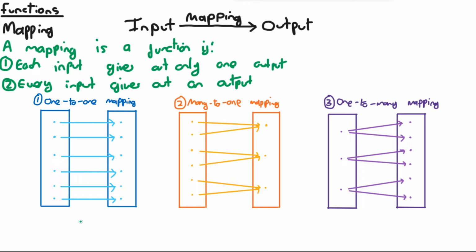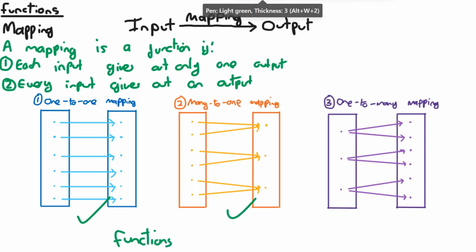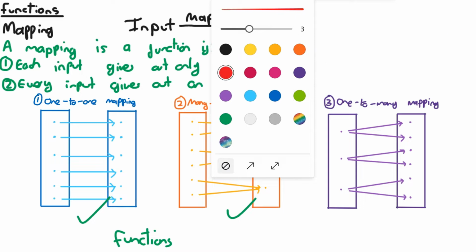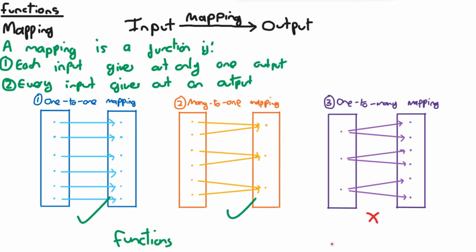So these 2 are functions, as each input gives out only one output, but this here, a one-to-many mapping, is not a function, as each input gives out multiple outputs and not just one output. So for something like plus or minus root x, we have to alter the mapping in order to turn it into a function. And we'll see how to do that in a sec.